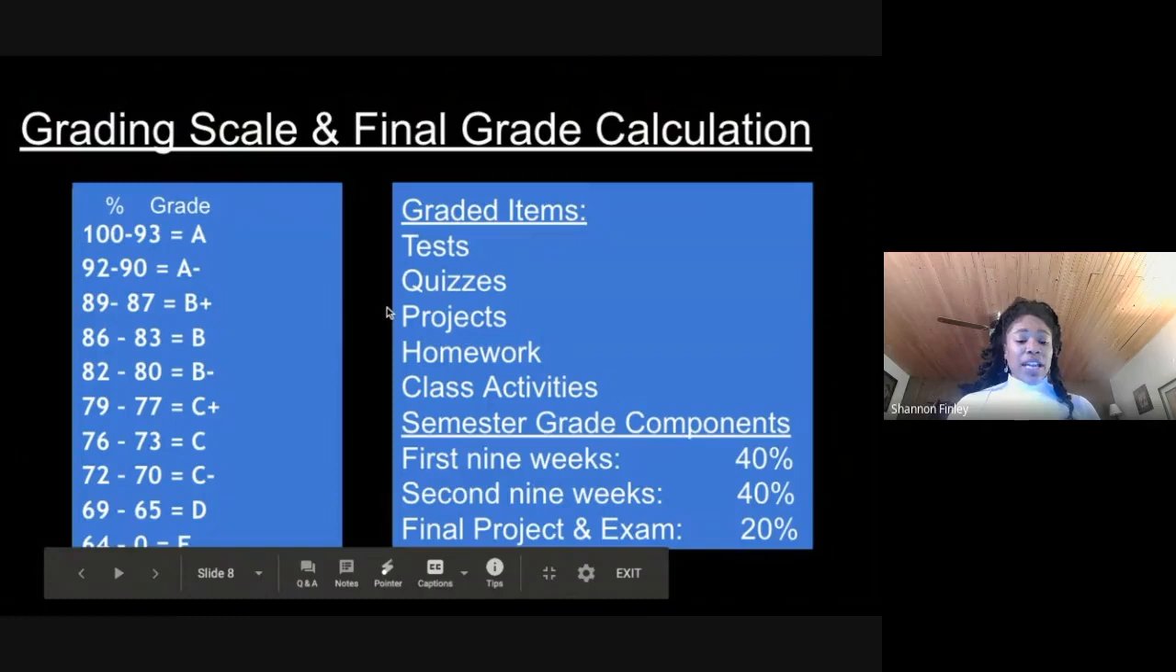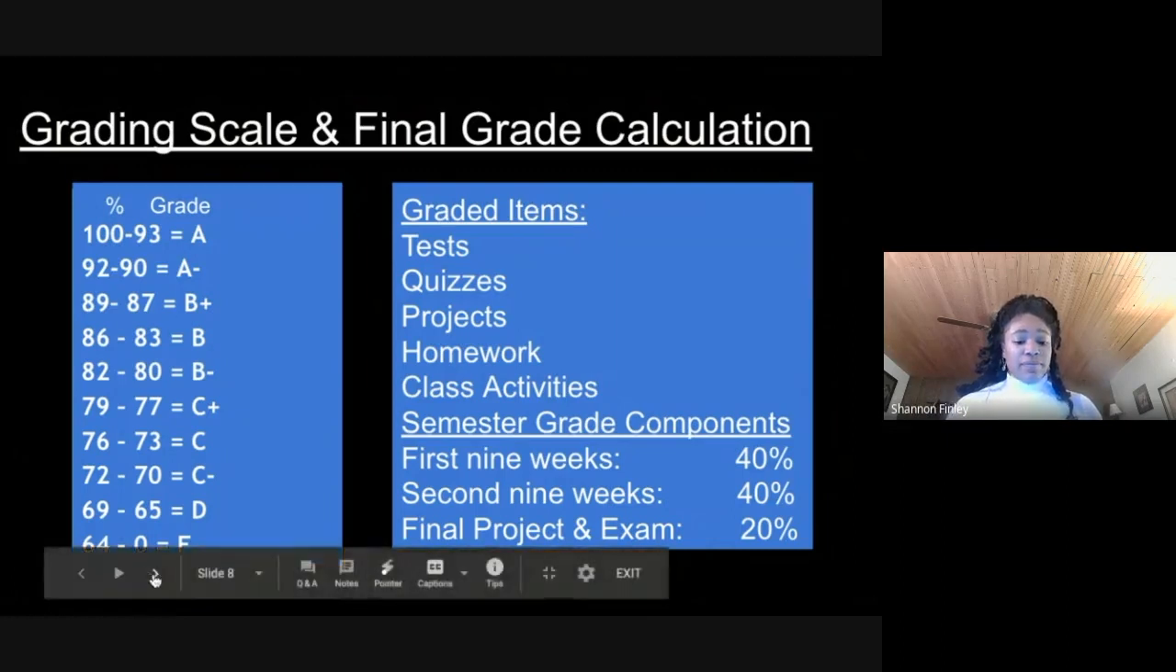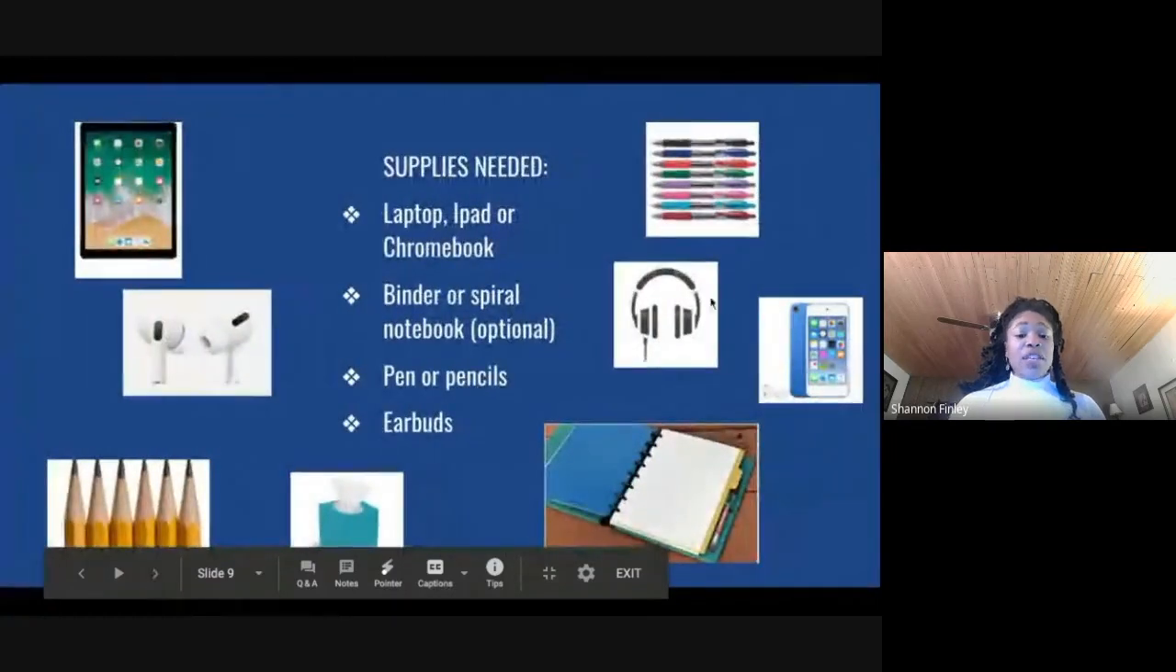For the grades that we use, as you see on the left side, we have our scale. And then to the right, we have the type of items, which include tests, quizzes, homework, and class activities. And then for the semester grade components, the percentage is broken down for the first 9 weeks and the second 9 weeks of the semester. And we also include a final project and exam.